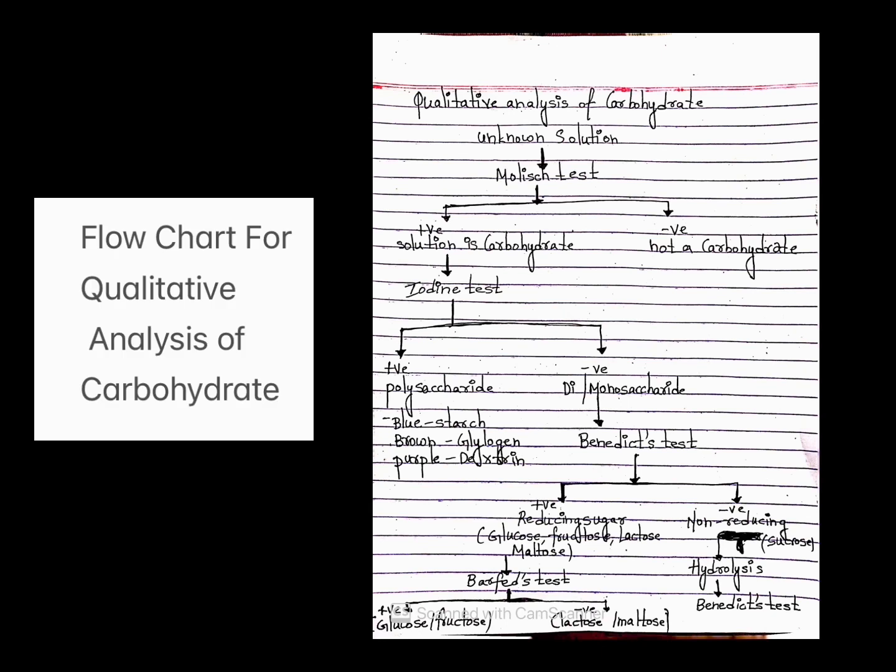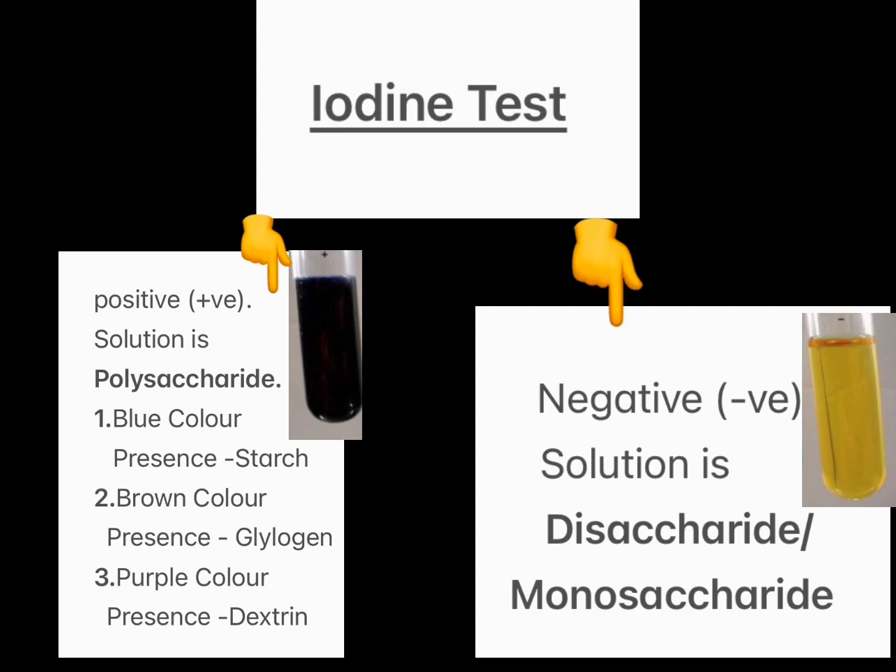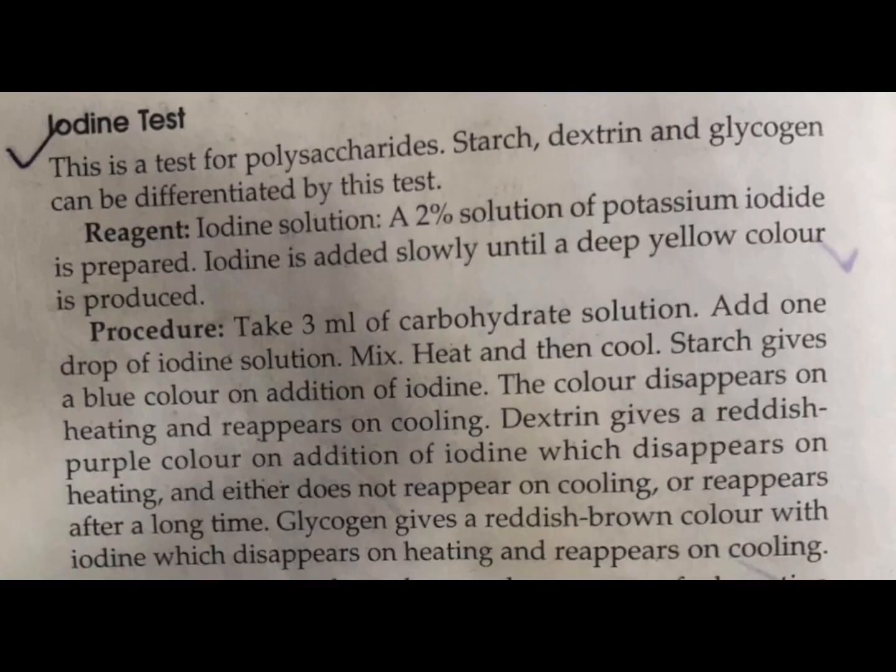Here you can see the flowchart for carbohydrate analysis. Now we have the solution of carbohydrate. After that we do the iodine test to determine whether there is polysaccharide, or disaccharide and monosaccharide in the sample. Here we can see the procedure for the iodine test.